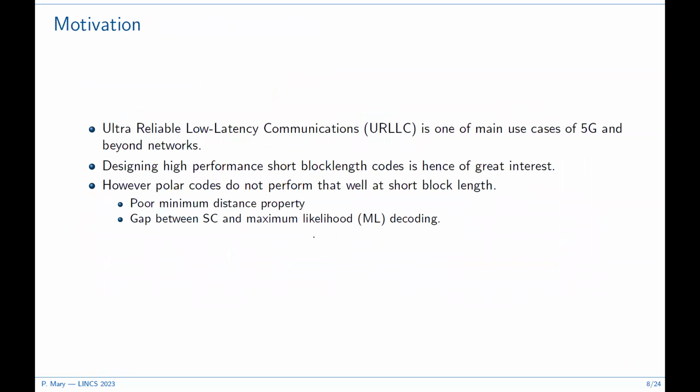Okay, so if we step back a bit on the application of this coding, if we look at the main use cases of 5G networks and also beyond, we have at least two important features, which are the latency and the reliability constraints. So for instance, for communications like ultra-reliable low latency communications for autonomous vehicles, we will have really stringent latency and reliability constraints.